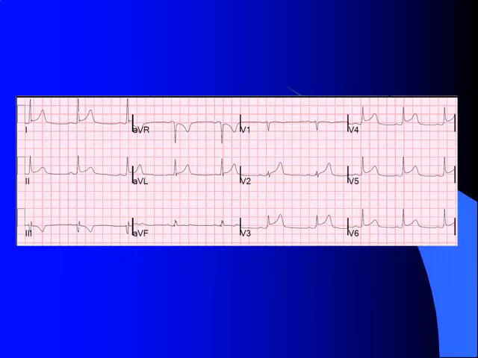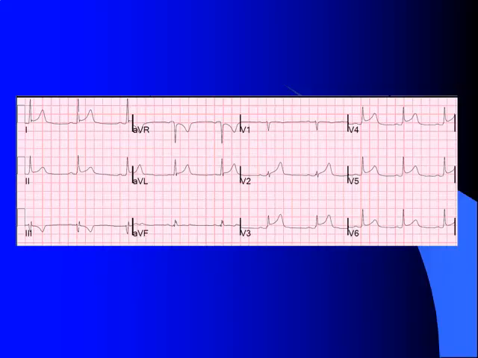An example of an inferolateral STEMI. We have ST elevation in 2, 3, and aVF, leads 1 and aVL, and then V1, 2, 3, 4, 5, and 6. This is a pretty easy one to pick out as well.